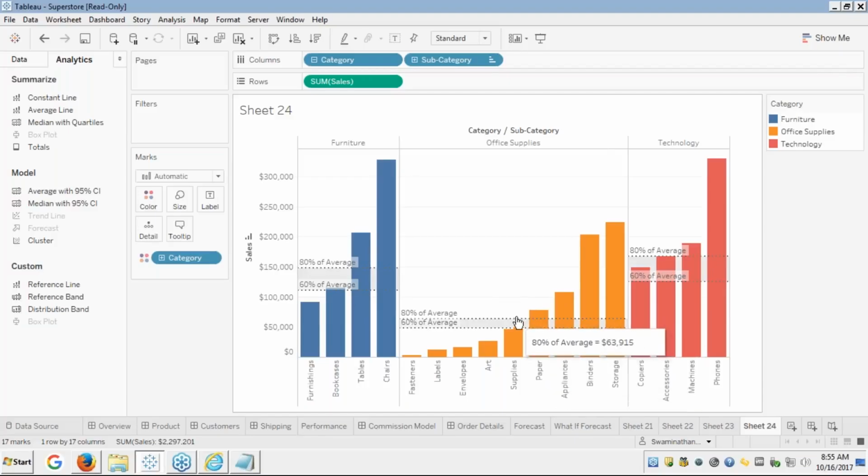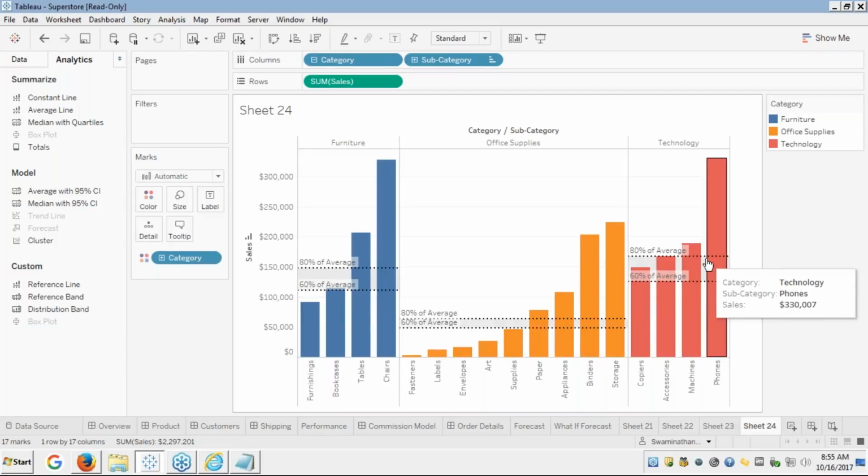Similarly, for each and every pane, I'm able to get what would be my 60% of my average and 80% of my average sales. Based on my average sales, I can see how these things differ across each and every pane. So that's what we are able to see from this graph.